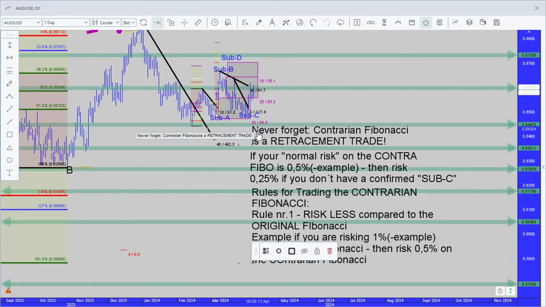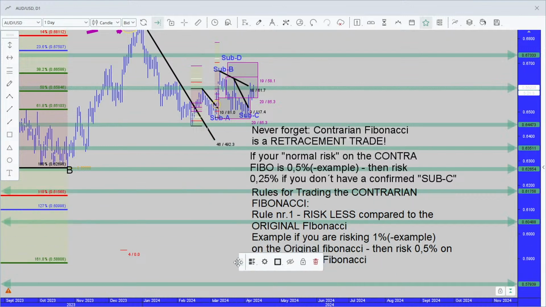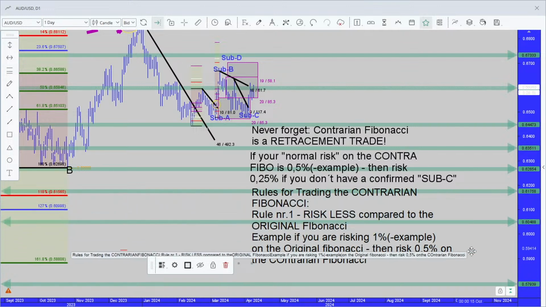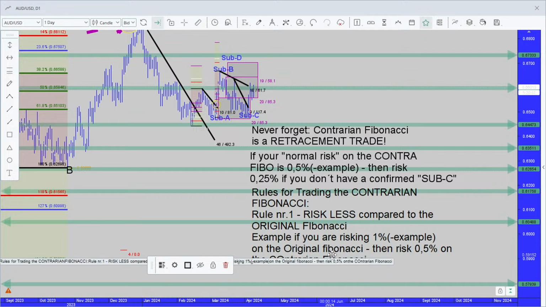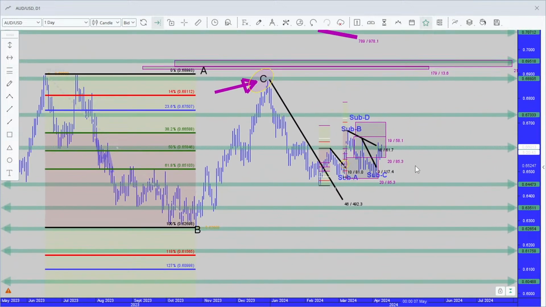Never forget, contrarian Fibonacci is a retracement trade. If your normal risk on the contrarian Fibonacci is 0.5%, example, then risk 0.25, you don't have a confirmed sub-C. This is from the previous lessons. Rules for trading the contrarian Fibonacci. Rule number 1, risk less compared to the original Fibonacci. Example, if you are risking 1% on the original, then risk 0.5% on the contrarian. What about the confirmation? Risk half.